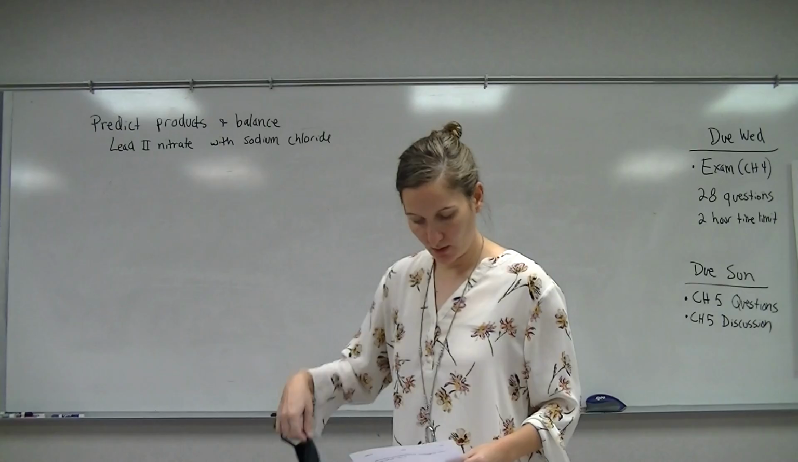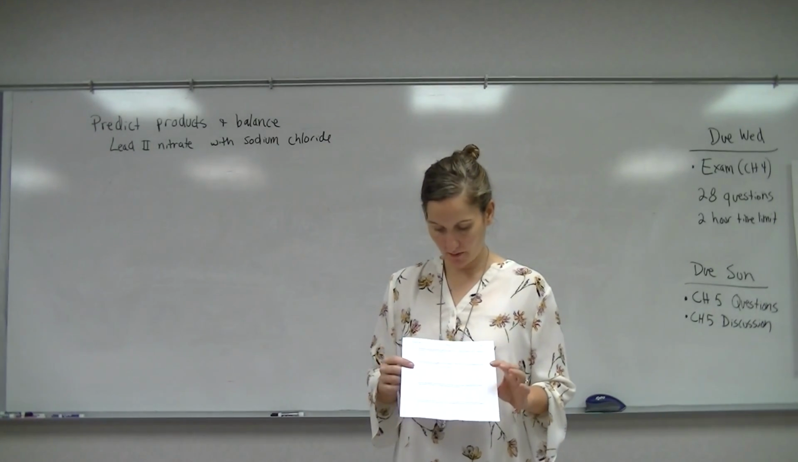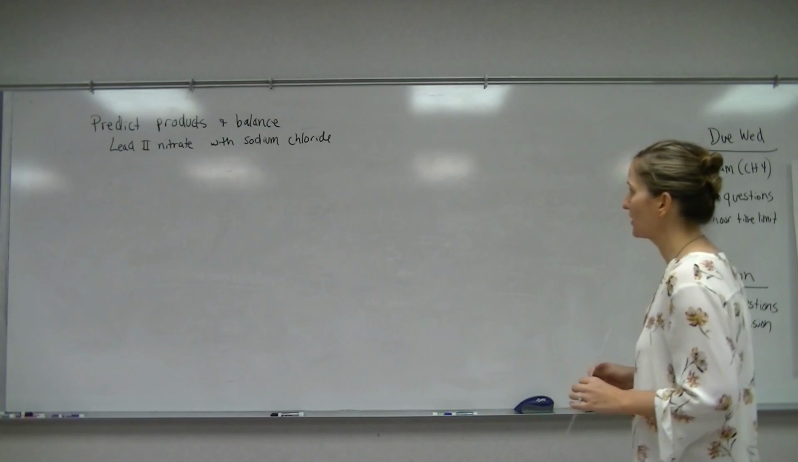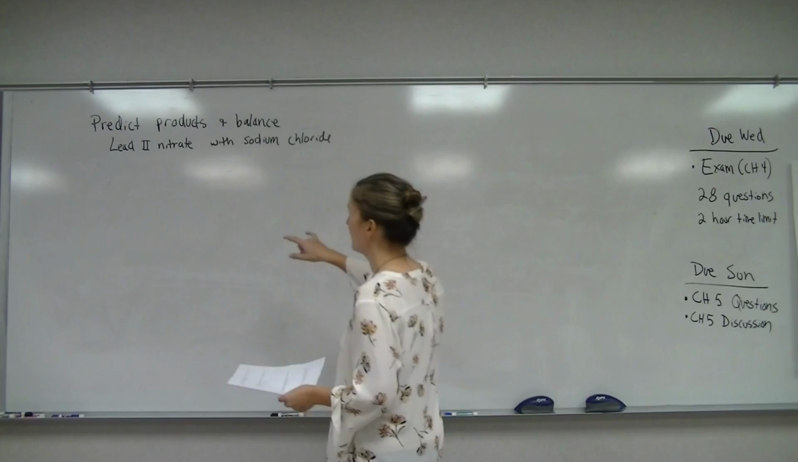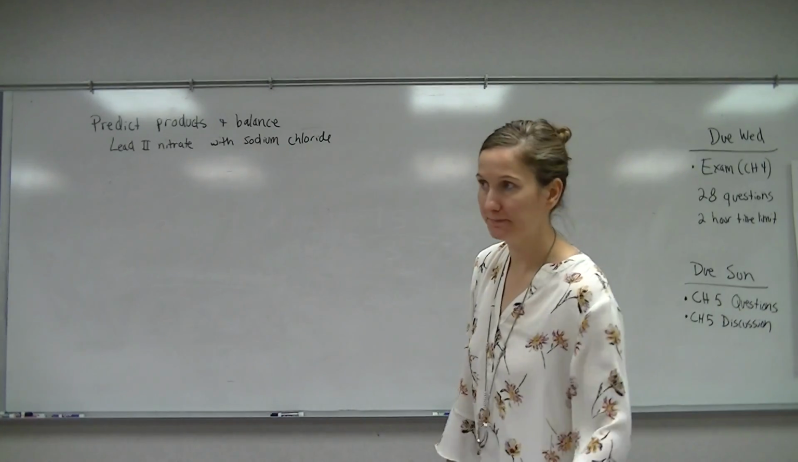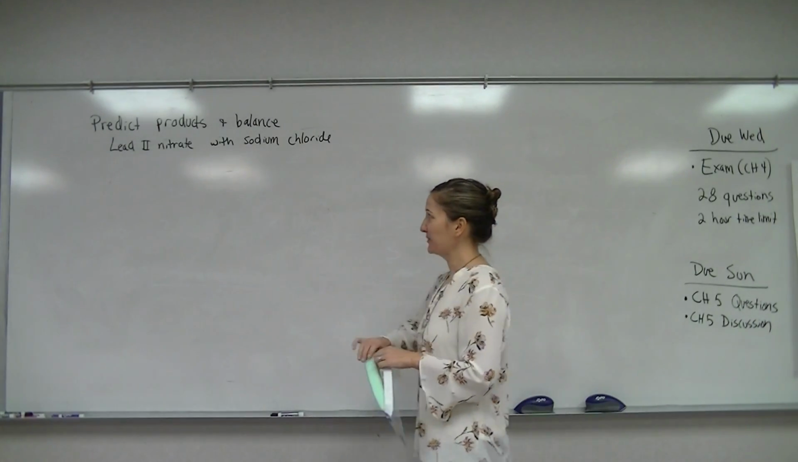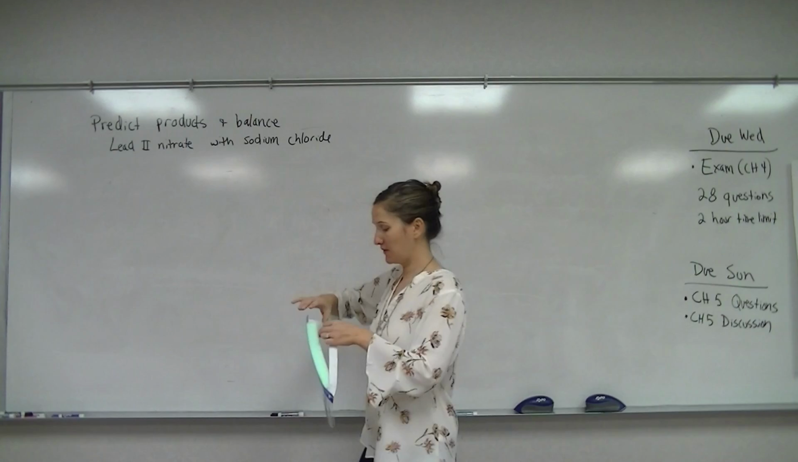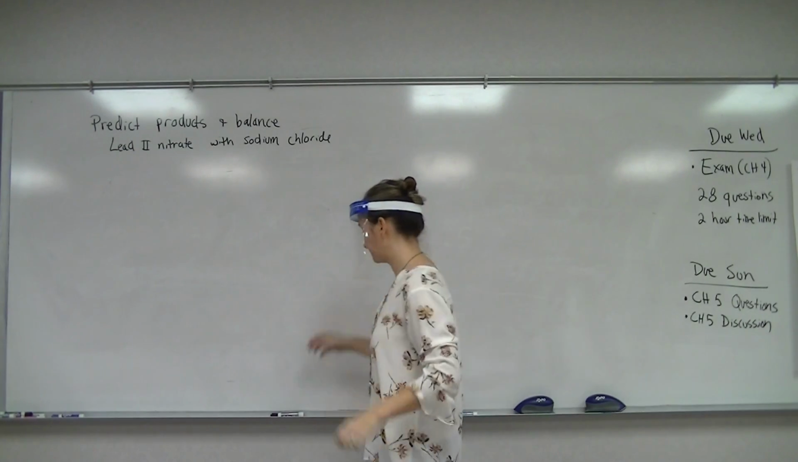So today we're going to continue on with the review, looking at number 3 on the review sheet, and it is asking you to predict the products and balance this double replacement reaction between lead 2 nitrate and sodium chloride. So, first thing we need to do is take these two names of the compounds and put them into chemical formulas.